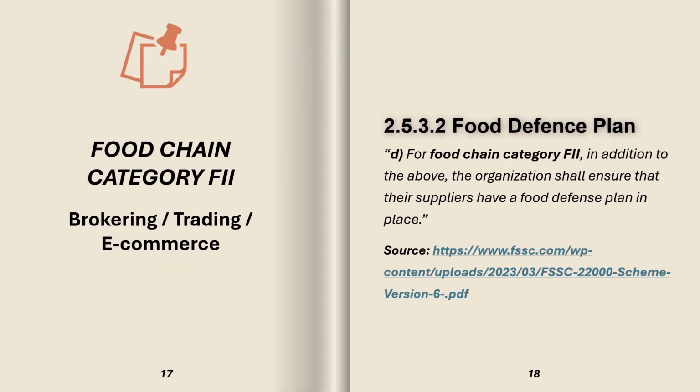Right, now we are going to look at the requirements for food chain category F2 that discusses brokering, trading, and e-commerce. 2.5.3.2 D requires that all food chain category F2 organizations must make sure that in addition to the requirements of C, B, and A, the organization ensures that their suppliers have a food defense plan in place. So if you are a broker, a trader, or you're in e-commerce, you must ensure that the suppliers that are supplying you with the product have put in place a food defense plan.